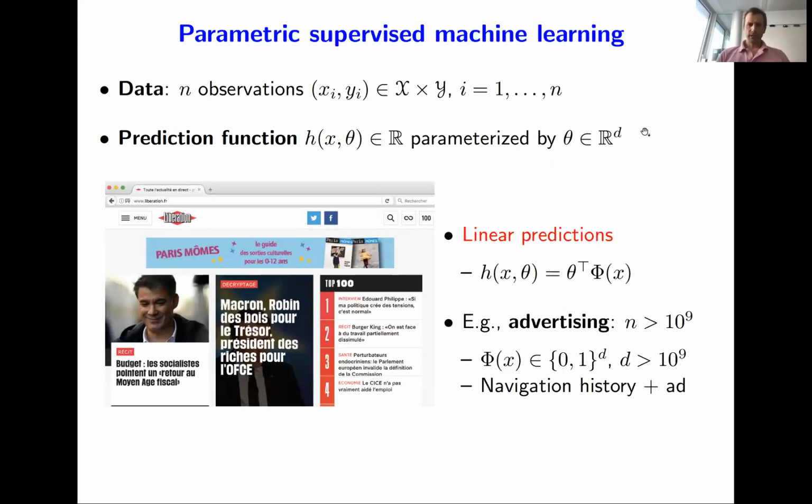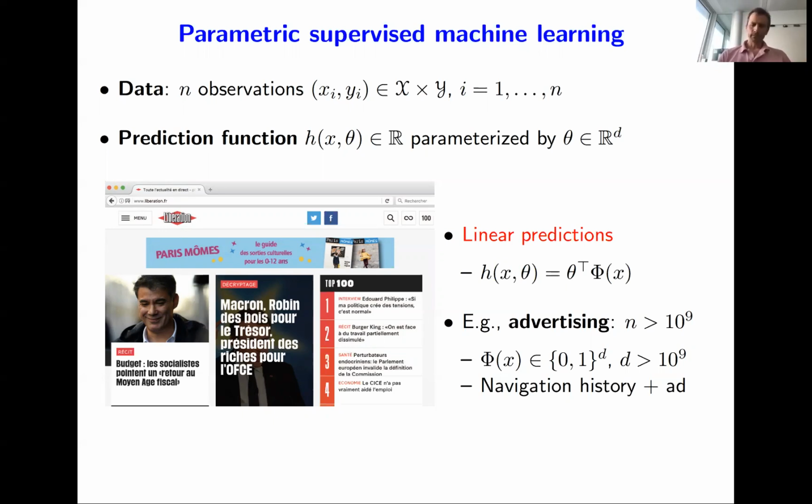So there are typically two sets of functions that people use in machine learning. The first one is linear predictions. So when you're linear in the parameter theta and potentially nonlinear in x through the effect of some feature map or some feature vector. Typical examples are advertising and also a bit in genetics, where the feature vector may be very high dimensional. So d is large and n is also very large.